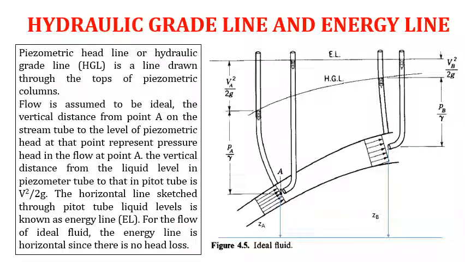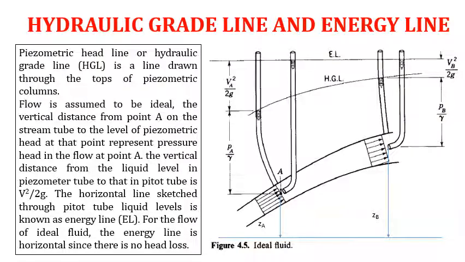So now let's begin with a new topic, hydraulic grade line and energy line. I would like to explain that with the help of this figure, in which we have a pipe of varying diameter from section A to section B. Its diameter increases, and we have connected this vertical tube, which is called piezometer tube, and a right angle bend tube, the pitot tube, at both the sections.